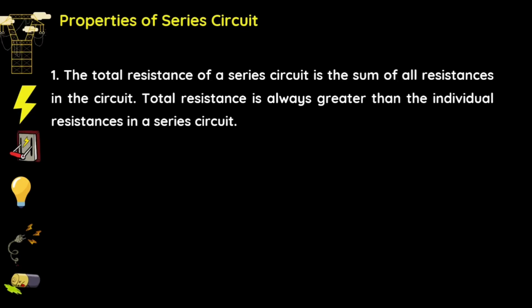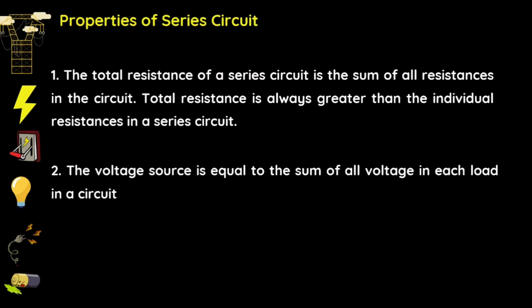Properties of series circuit. Number 1. The total resistance of a series circuit is the sum of all resistances in the circuit. Total resistance is always greater than the individual resistances in a series circuit. Number 2. The voltage source is equal to the sum of all voltages in each load in a circuit. Number 3. The current is constant across each load.